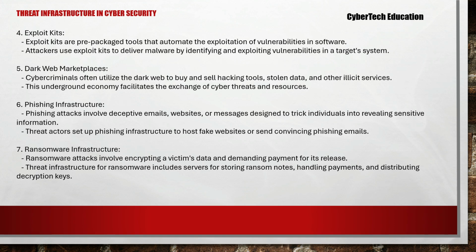Then we have phishing infrastructure. What is phishing infrastructure about? Phishing attacks involve deceptive emails, websites, or messages designed to trick individuals into delivering sensitive information. Threat actors set up the phishing infrastructure, and it hosts fake websites and sends convincing phishing emails. These are the different phishing infrastructure components.